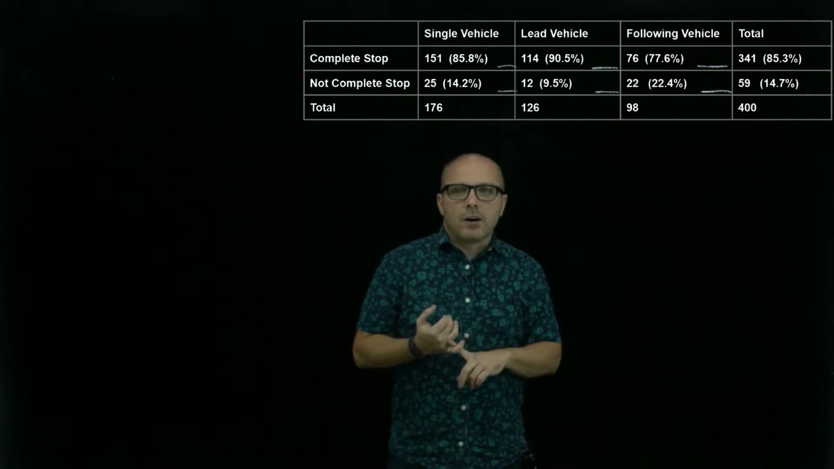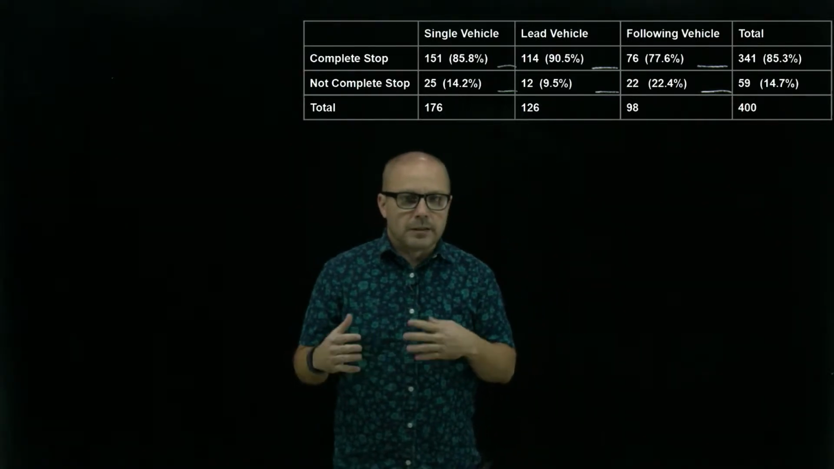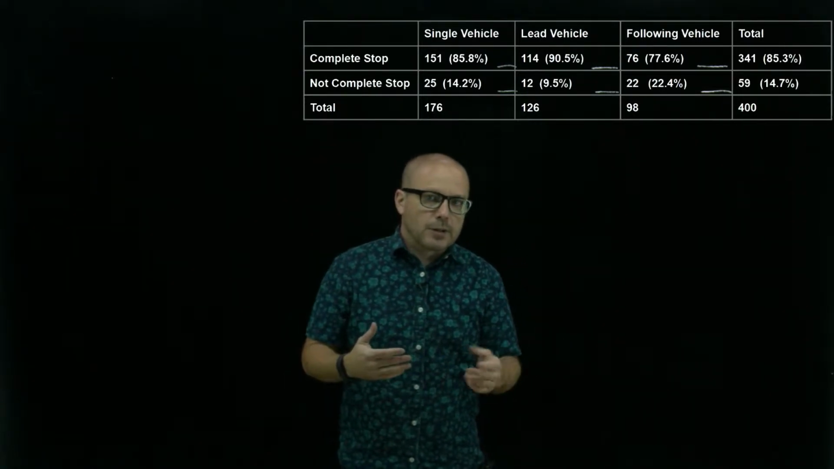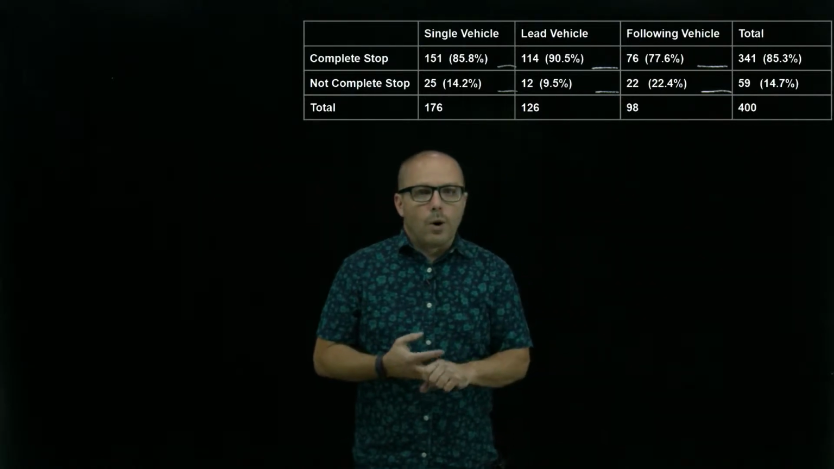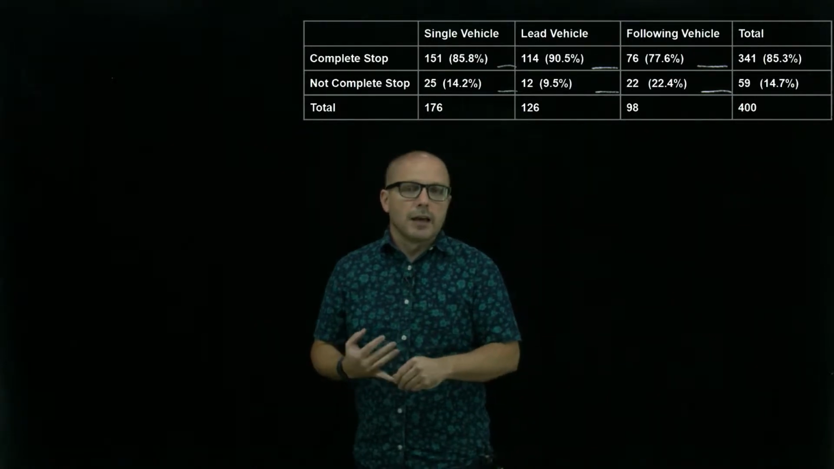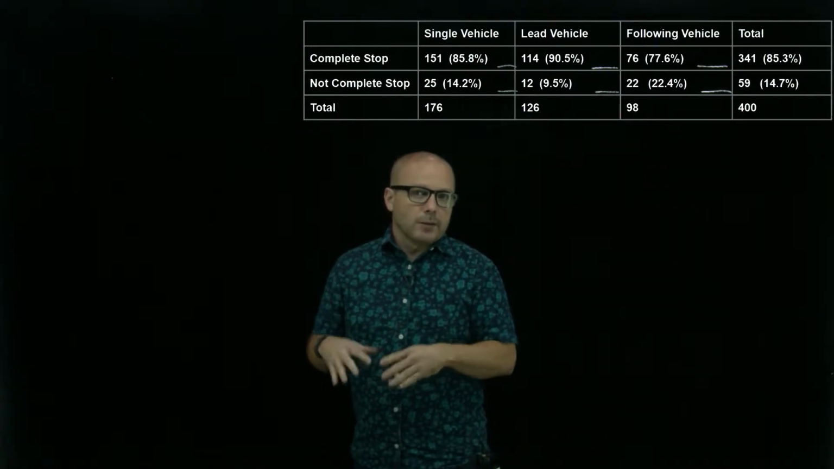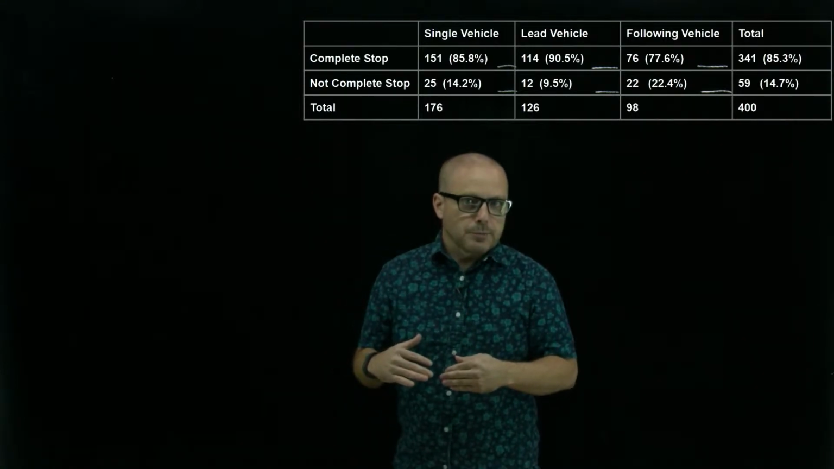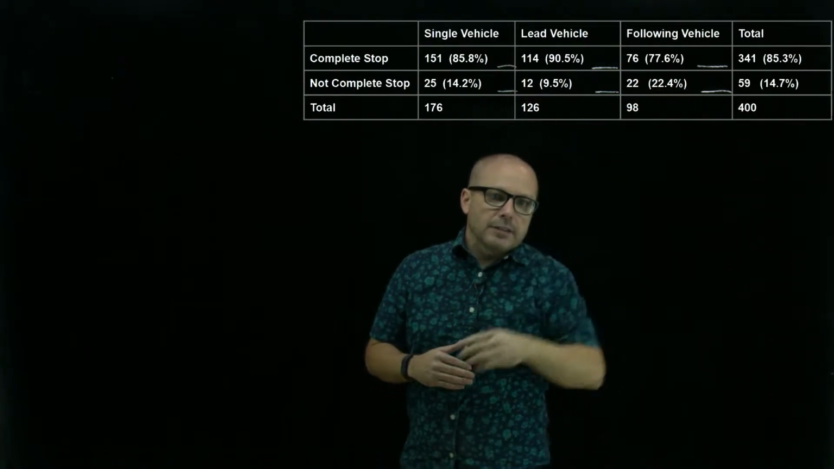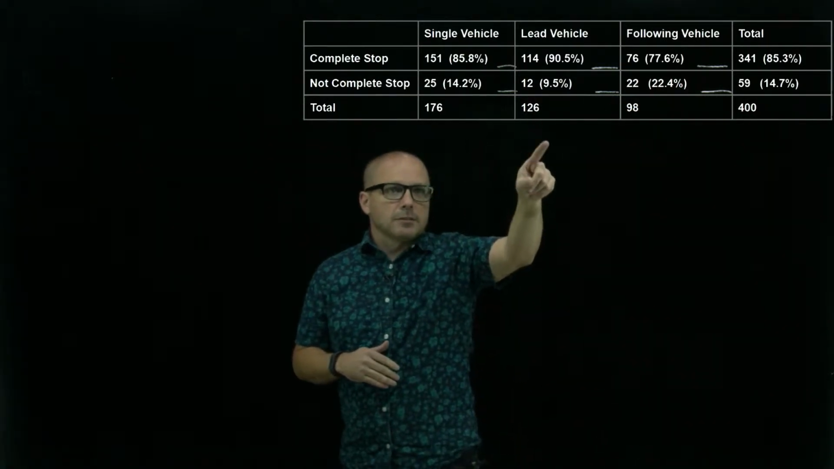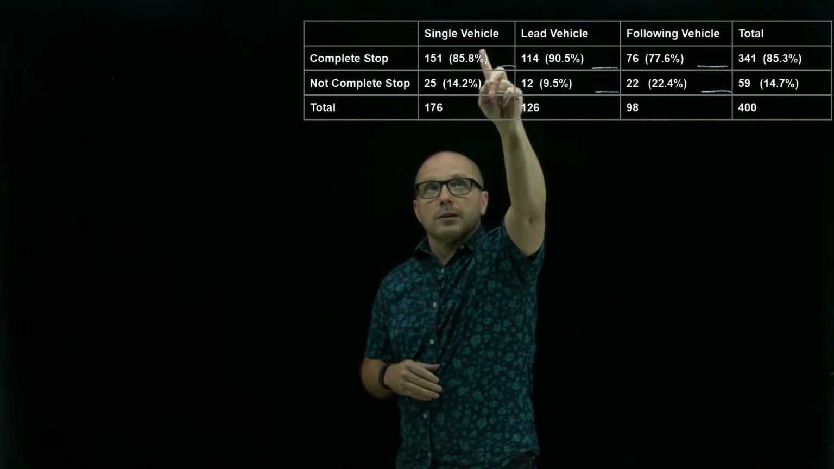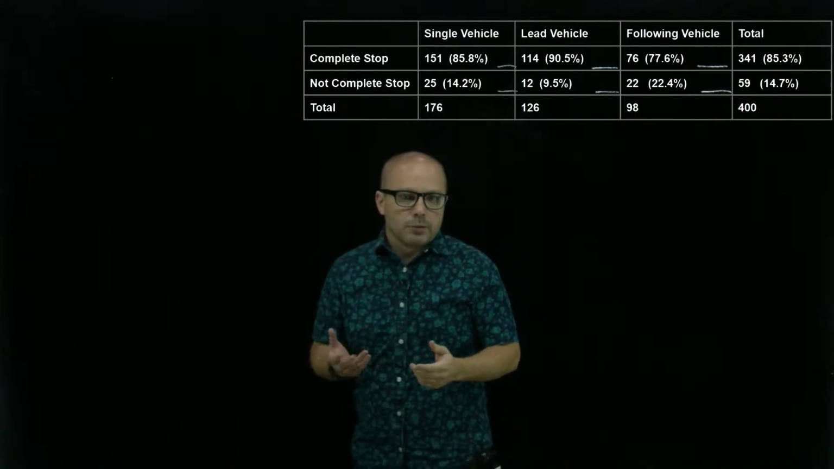And they classified the car as approaching just as a single vehicle, not in any traffic, or multiple vehicles approaching the stop sign at the same time, and it's the lead vehicle. Or if it was multiple cars approaching at the same time, and it's a following vehicle. And so they wanted to look at, does that make a difference in the rate at which people actually come to a complete stop at the stop sign? So we've got complete stop or not, and then the three categories of how they arrived at the intersection. And there's the counts, and I even included the proportions there. So 151 cars here, but also 85.8%.